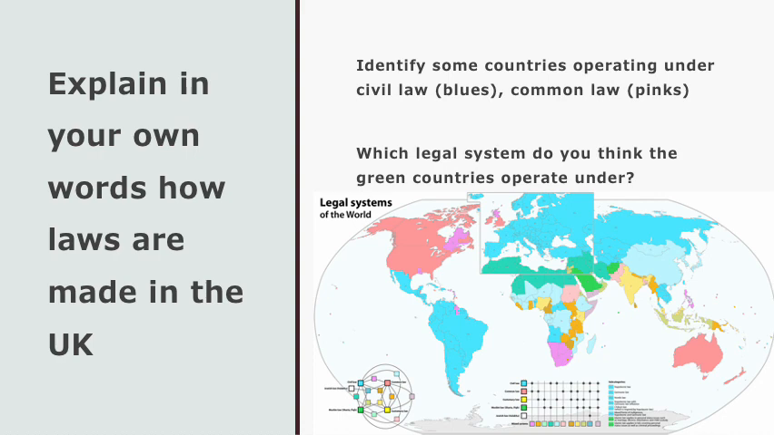When you've finished, if you finished before other people, you can have a look at the map that's in your workbook, and there's a task there that says identify some of the countries operating under civil law, they're the blues, and operating under common law, they're the pinks. And then you can have a think about which legal system you think the green countries might operate under. So looking at where those green countries are, have a look at which law you think they might operate under.